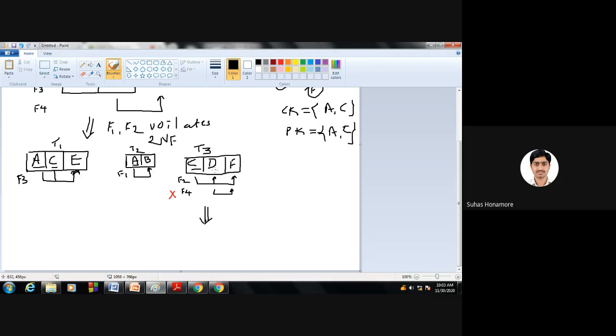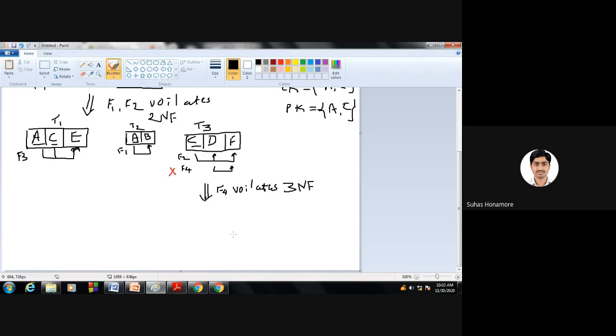Now this is violating 3NF, so we have to remove that one. F4 violates 3NF, so after removing that, we have to decompose it. Now I will write two tables. C to D, one table will form, and C will be the primary key. The second table will be D to F. Here D to F, that is F4, whichever was violating, so we remove that one.